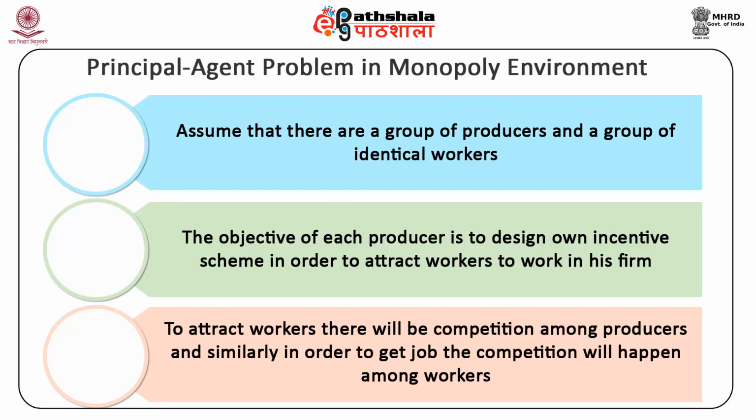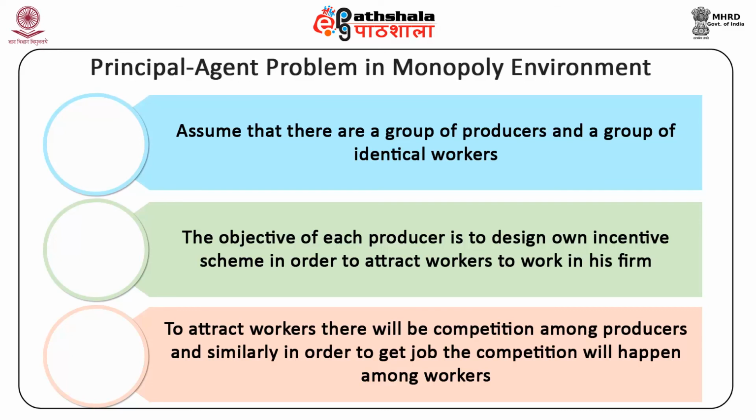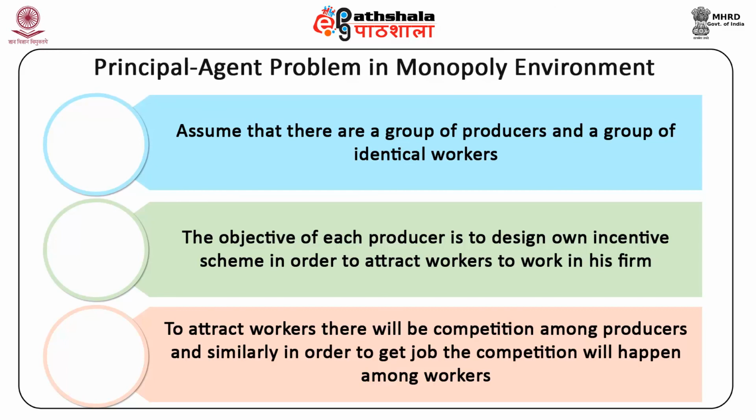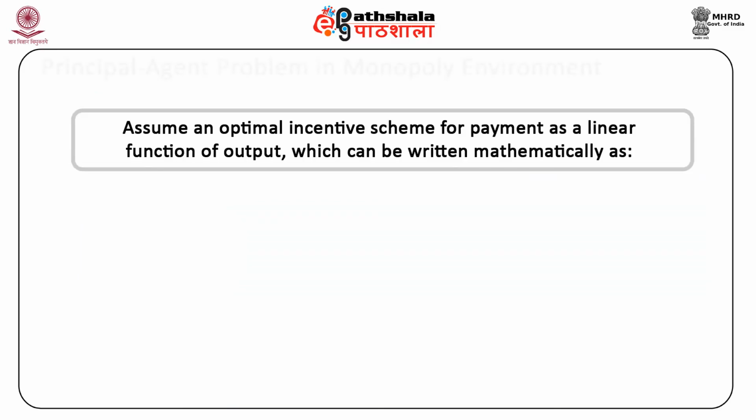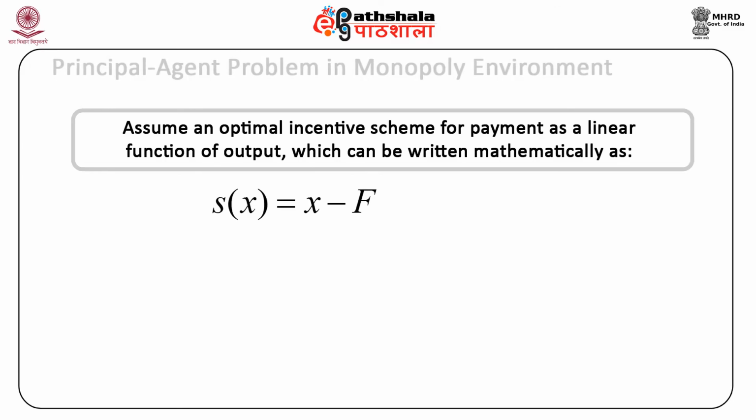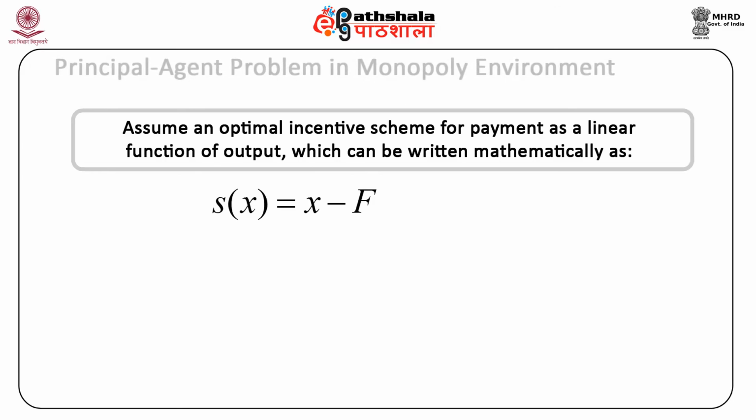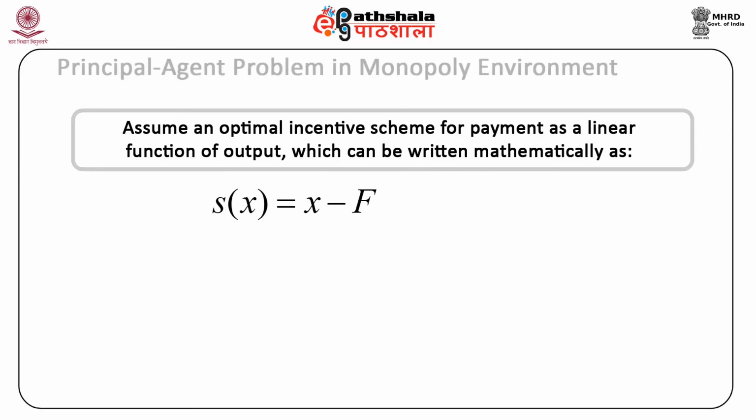Just like monopoly, the optimization problem facing a competitive firm is to maximize profit, that is, revenue minus cost by minimizing the cost to induce various levels of effort and to attract the workers to his firm. Thus, we assume an optimal incentive scheme for the payment as a linear function of output which can be written mathematically as S(X) is equal to X minus capital F.